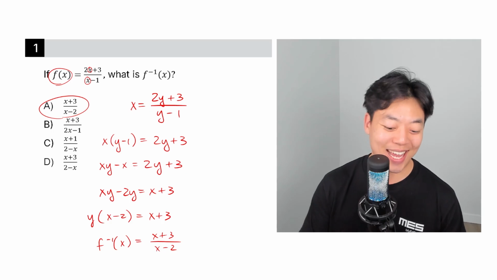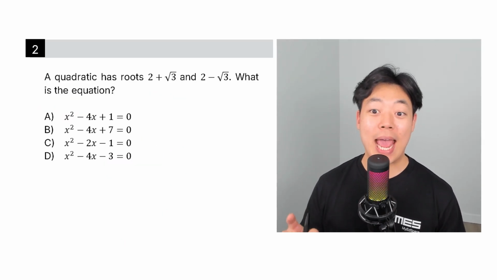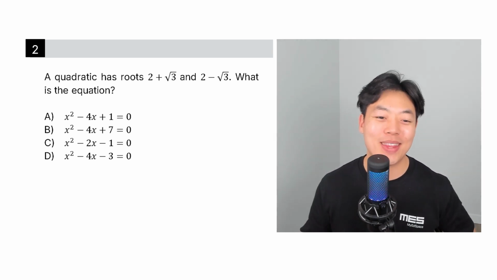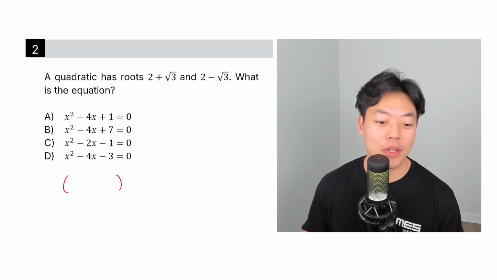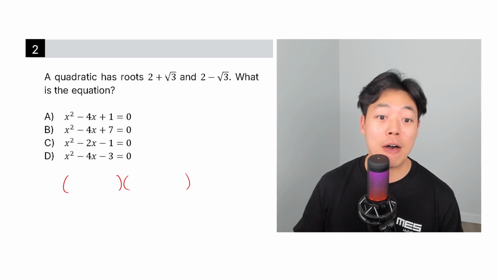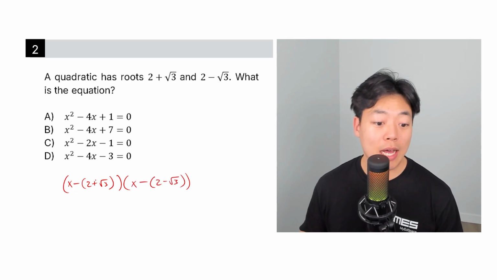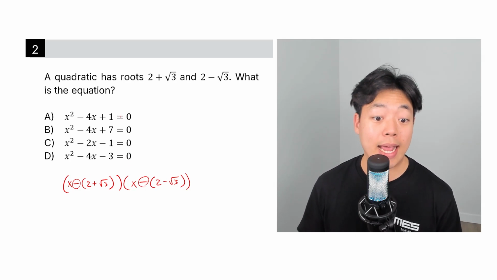Answer choice A. Number two, a quadratic has roots 2 plus radical 3 and 2 minus radical 3. What is the equation? Don't think too much about this. If we build a binomial times another binomial off of these roots, we will have x minus 2 plus radical 3 times x minus 2 minus radical 3. Now, notice how negative times a negative will be positive. So far, we are looking at answer choices A and B.